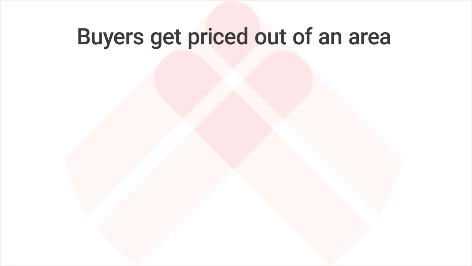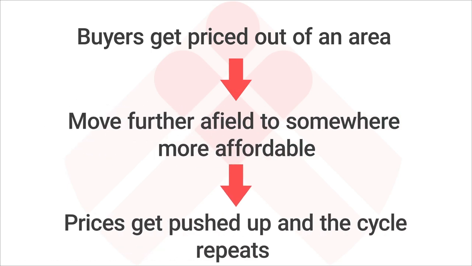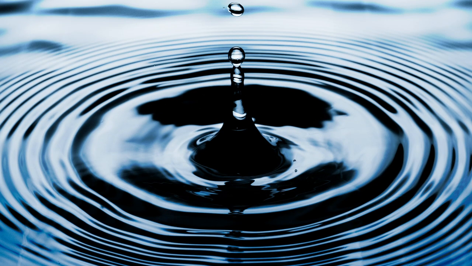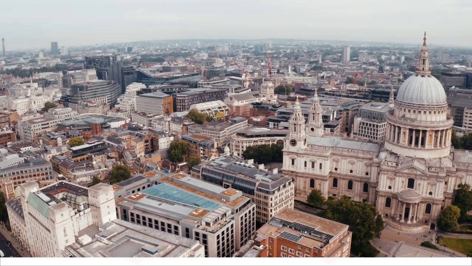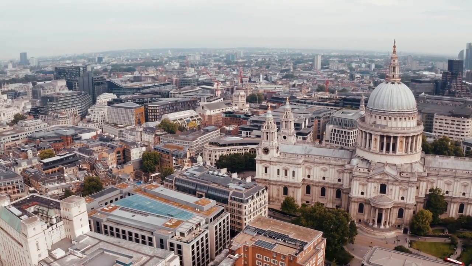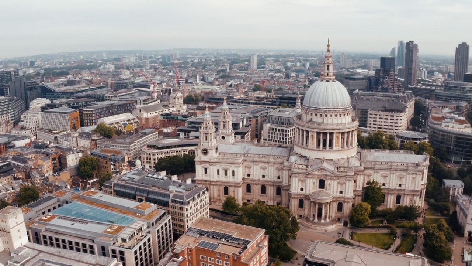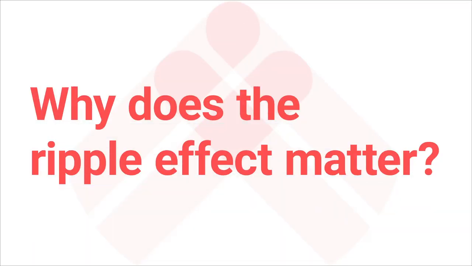Buyers get priced out of an area, they move a bit further afield to somewhere more affordable. This pushes prices up and the ripple continues to grow, a bit like when you drop a stone in an ocean. Now it's important to remember that the ripple effect works in both ways. So if prices are falling in somewhere like central London, for example, this could reduce prices to a lesser extent a bit further out. Now, as a property investor, it's really important to understand not just what the ripple effect is, but why it matters.